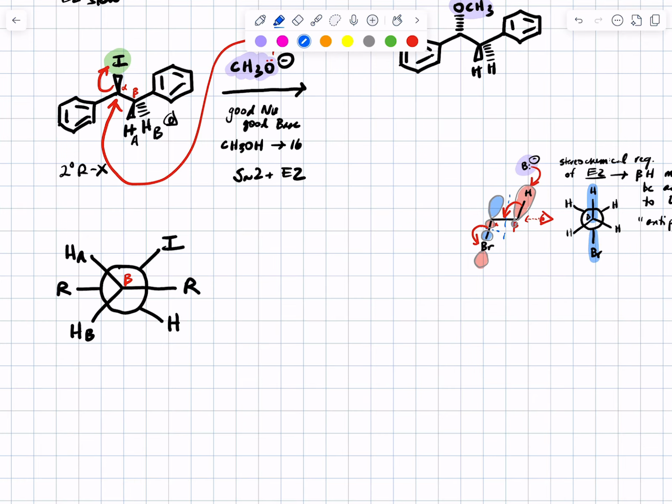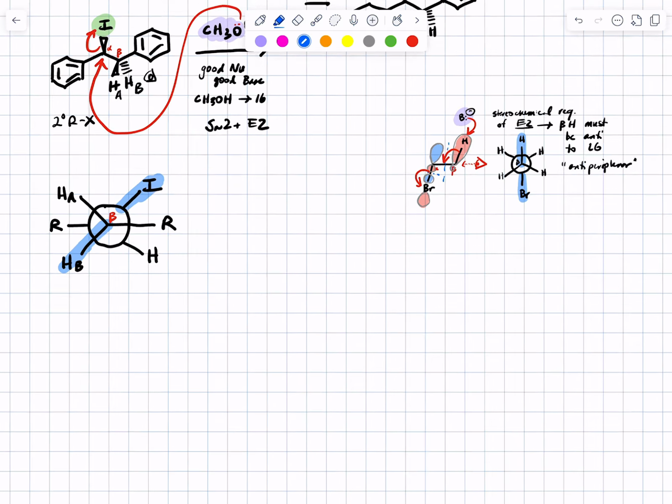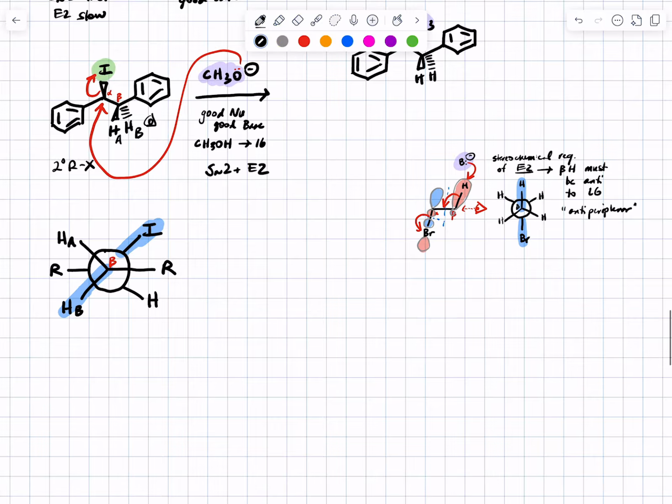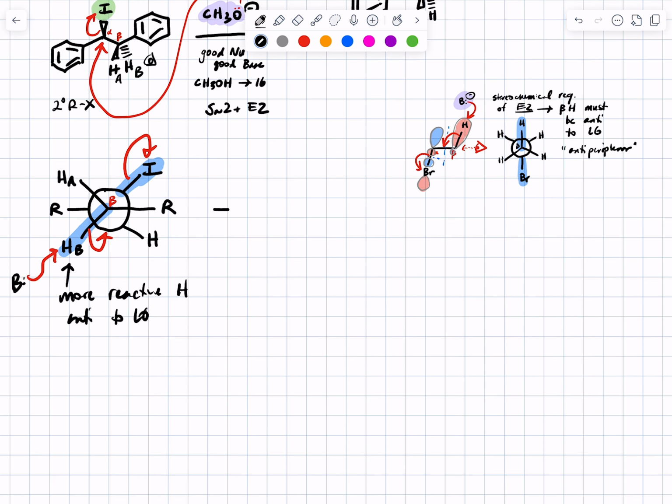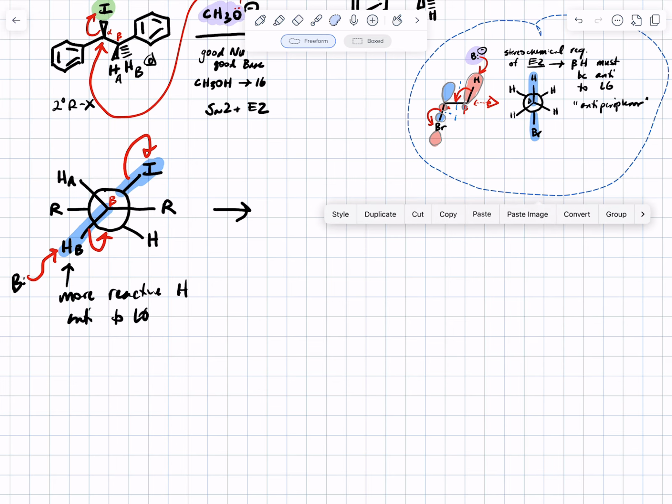Okay, so as it is, HB is the one that's anti to the leaving group. So in this conformation, HB is the more reactive hydrogen because it is anti to the leaving group. So when a base removes that hydrogen, and we make the pi bond and the leaving group leaves, let's look at how that requirement for anti to the leaving group affects the product.